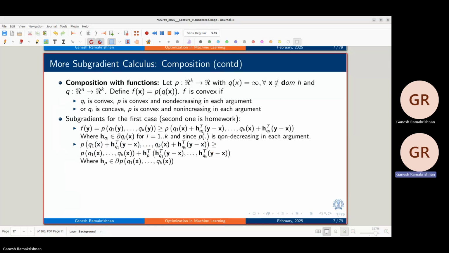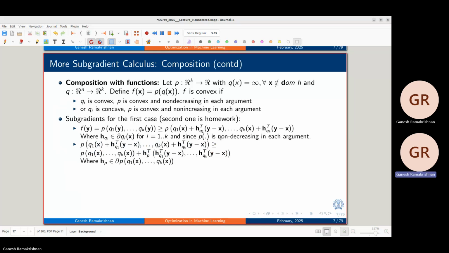So this is just expanded here. Okay, so pay attention. P of Q1 X plus HQ1 transpose, this is evaluated at X, Qn transpose Y minus X, blah blah blah, QKX plus HQK transpose Y minus X. This is exactly what I have second, right? This is greater than or equal to.